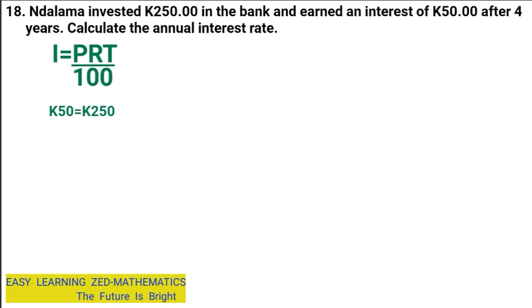Okay, then multiplied by the rate. Is the rate given in the statement? No, we are asked to find the interest rate, so times R. The R will remain just like that.